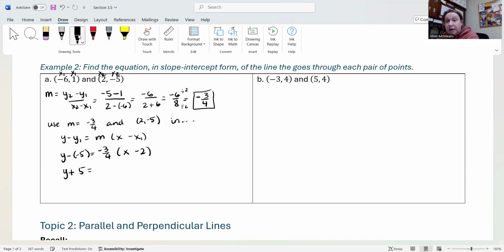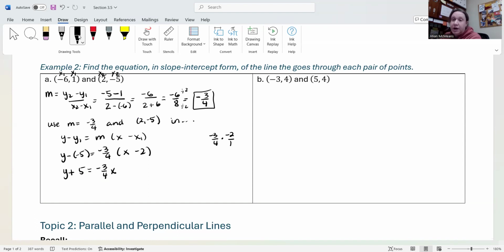And then I'm going to distribute -3/4, okay? So -3/4 times x is just -3/4 x. Now, off to the side, I'm going to do -3/4 times -2. You can do this in your head. If you're comfortable doing this in your head, that's fine.